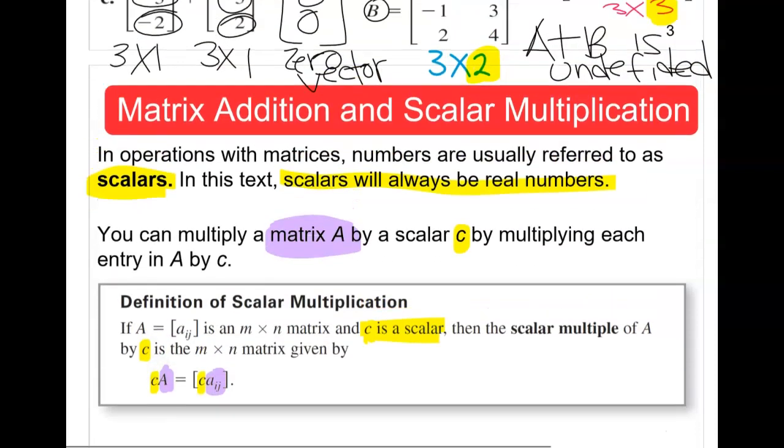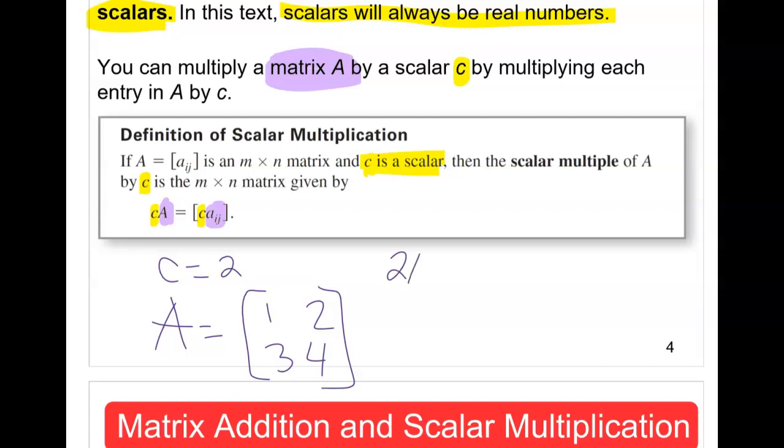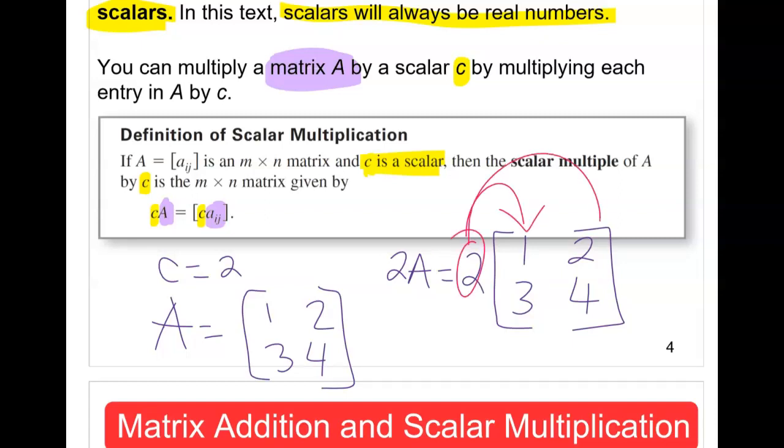So for example, let's make a matrix. Let's say that c is equal to 2, and matrix A is going to be equal to 1, 2, 3, 4. If I want to multiply 2 times A, I'm going to have to distribute that 2 to every single entry inside the matrix A. To do that, we treat it just like parentheses, and we distribute that scalar to every single number inside the matrix. So in this case, we will have 2 times 1 is 2, 2 times 2 is 4, 2 times 3 is 6, and 2 times 4 is 8. And that will be the result.